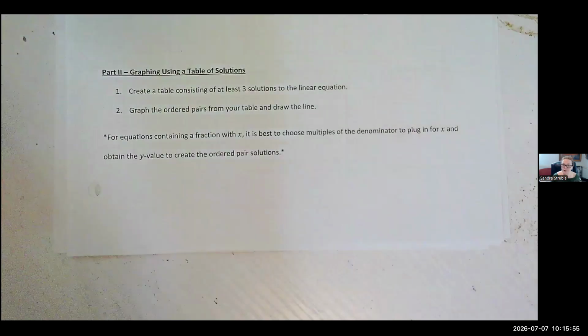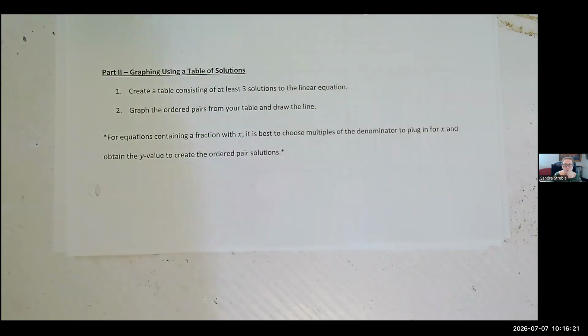All right, first thing we're going to do is create a table of at least three solutions to the linear equation. I only do three because yes, you only need 2 points to draw a straight line, but what if one of those points is wrong? Then it would be completely off if you calculated one of them wrong. Always do at least three solutions for the equation.